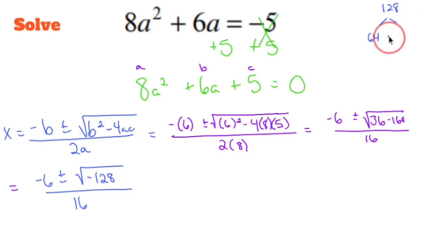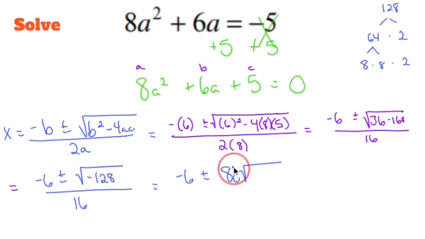Now, negative 128 is the same exact thing as negative 64 times 2, which is the same thing as saying 8 times 8 times 2. So what we can do is simplify this square root. And if you notice, I have a negative under there. So we have imaginary numbers. The first thing I'm going to do after I write out my negative 6, I'm going to leave myself a little bit of space. Since negative 128 is the same thing as negative 8 times 8 times 2, I can bring out an 8. And since it's negative, I can bring out an i. What's left over is the square root of 2, and that's going to be all over 16.